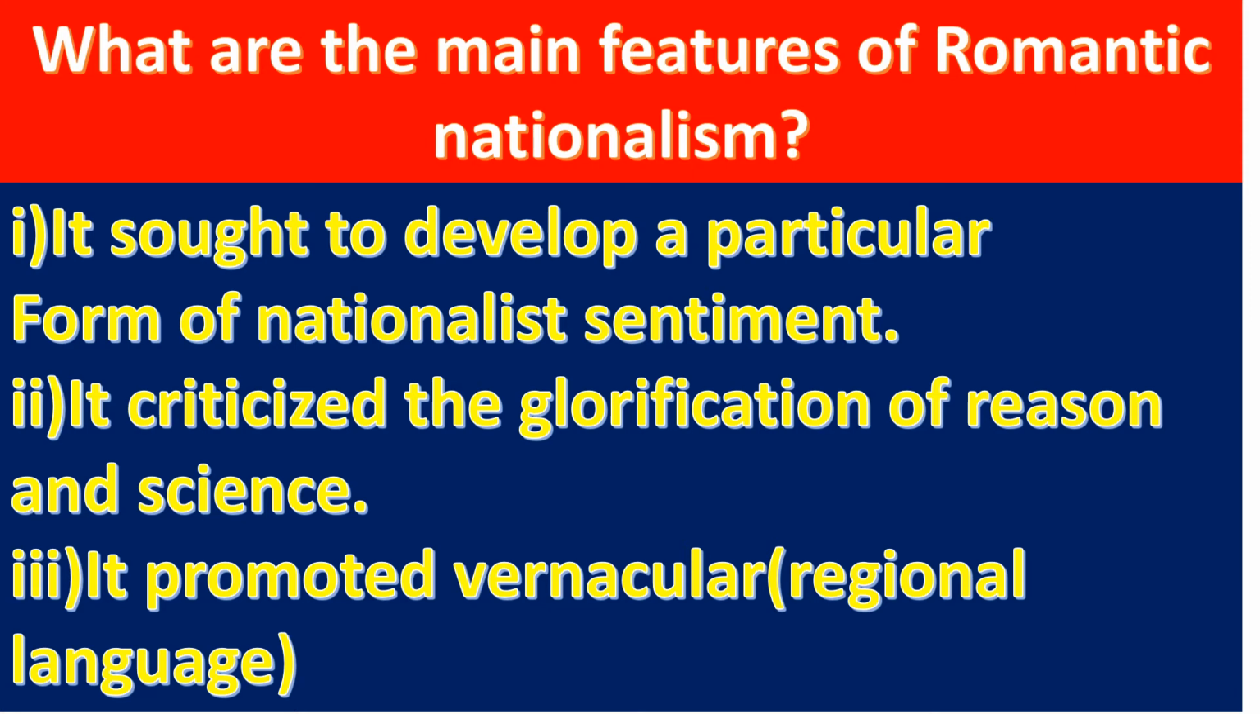So in romantic nationalism, the keywords are: first, they wanted a particular national sentiment, for example supporting the church or supporting the monarchy. Second, they did not like logic, science, reason. Third, they supported vernacular languages, or regional languages. For example, if you are speaking Hindi, you support Hindi. If a person is speaking Tamil, he supports Tamil. That is called promoting regional languages. This is our second question.